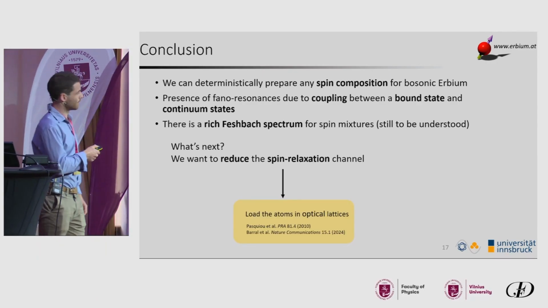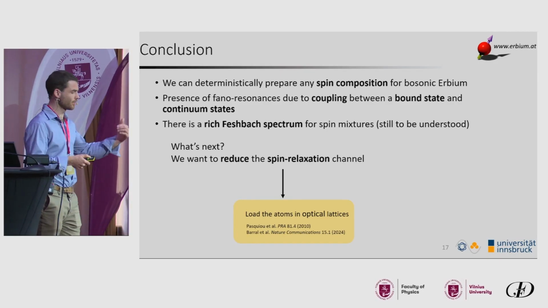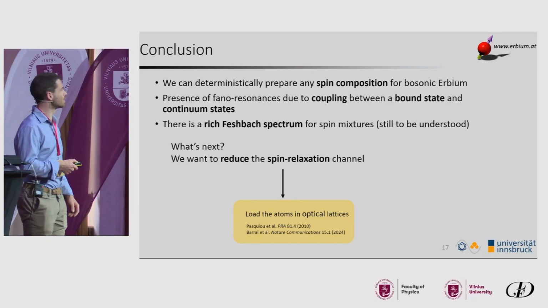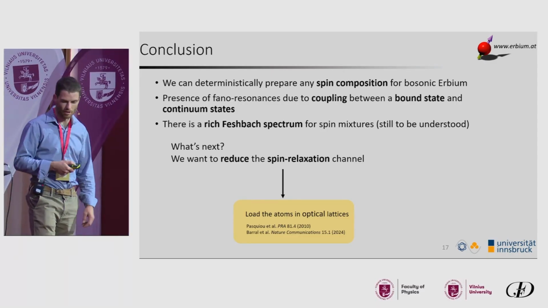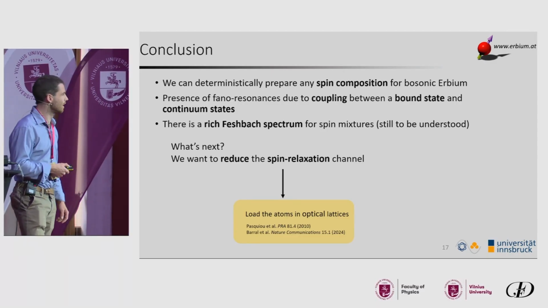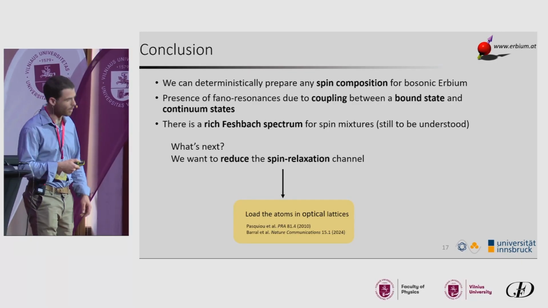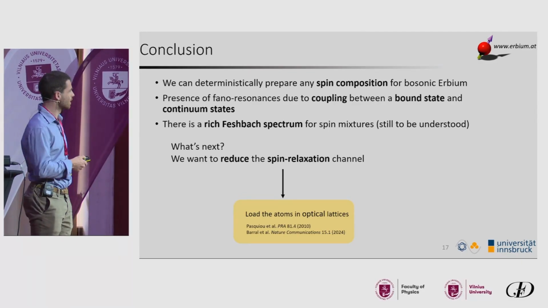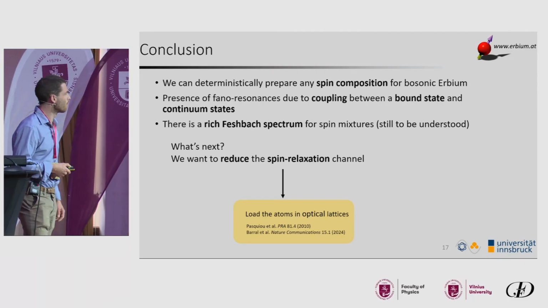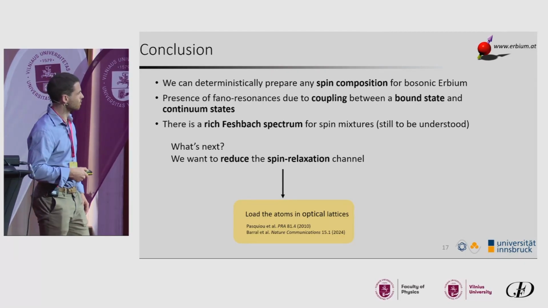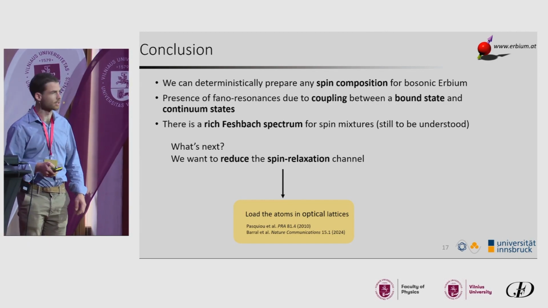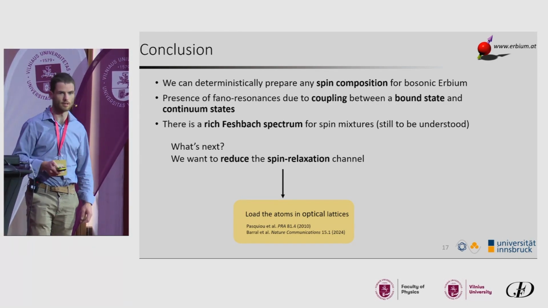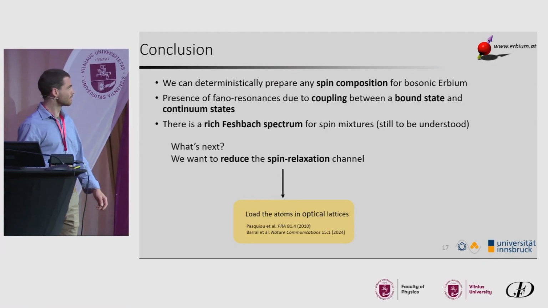I told you that there's losses, there's the spin relaxation that wants to bring everything back to the ground state. The good thing we have is that actually we can load the atoms in the optical lattice, and then this, to some order, is drastically reduced, as has been shown already before. And so our next step is actually to load all those spins in the lattices and try to study the interactions in the lattices. With this, thank you.